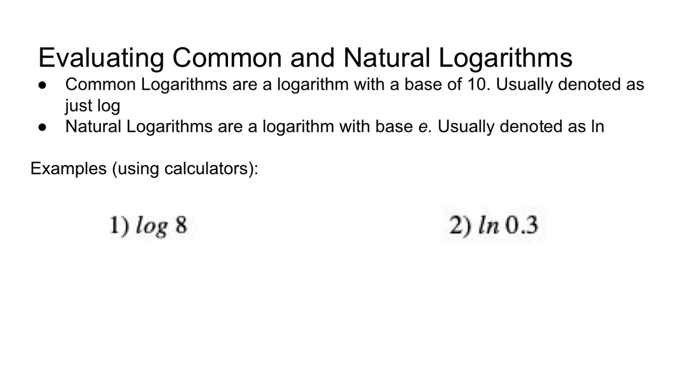So the easiest way to evaluate these is to use a calculator. Find that log button on your calculator, press log, and enter log base 8. You should get a crazy decimal of 0.9030, and it keeps going after that. When you type in the natural log of 0.3, again, find that button on your calculator, enter it in, and you get negative 1.203, and it keeps going from there.